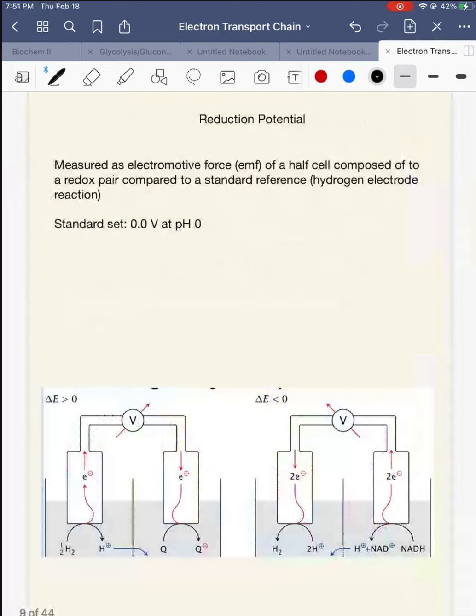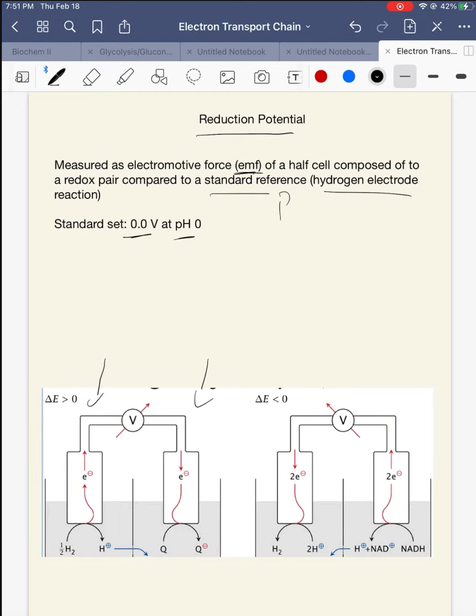The way they measure it is they run two cells and compare them to a standard reference. Usually they use a hydrogen electrode. They set it at 0 volts and pH 7, and they measure what's called electromotive force. The amount of voltage that's created by passage of electrons compared to the reference cell is the reduction potential of the specific reaction we're looking at.